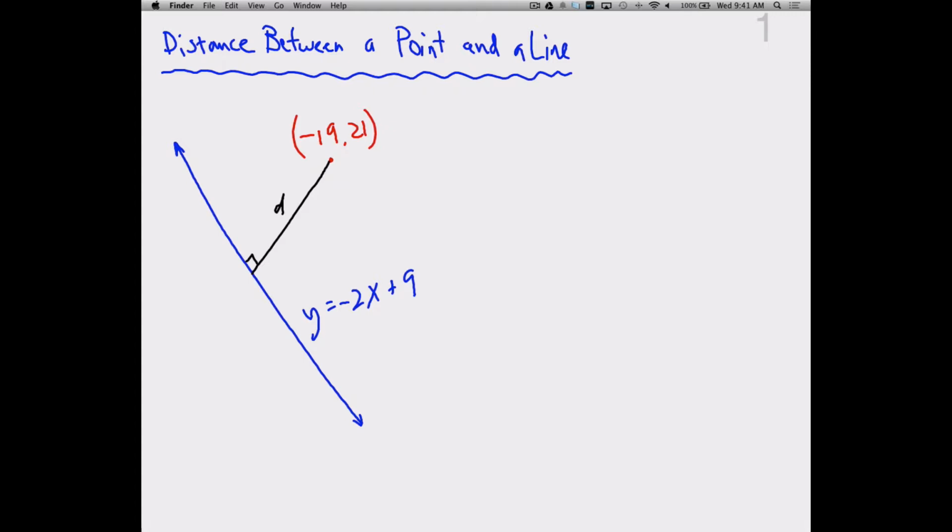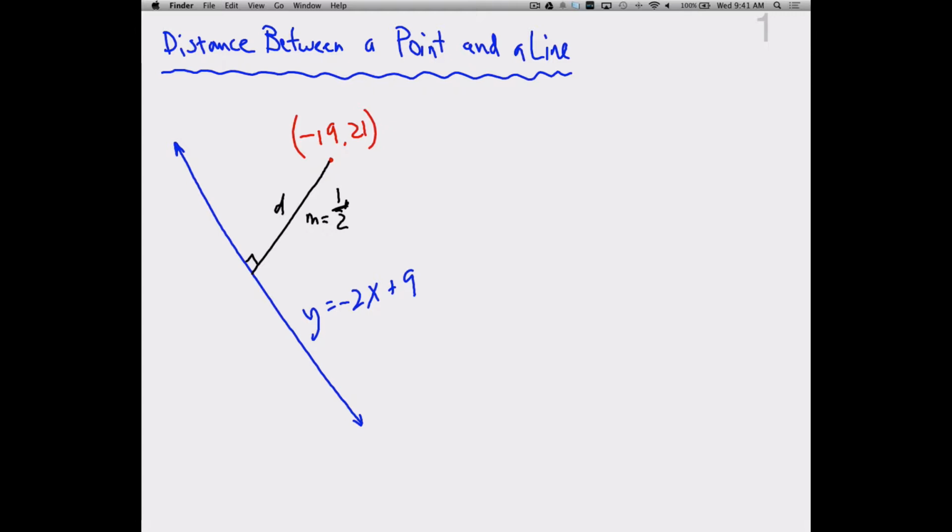What's the slope of that black segment? 1/2. Beautiful. Does everybody understand why? Because it's the opposite reciprocal of -2. It's perpendicular to that line. So I do know right away that the slope of that is positive 1/2.